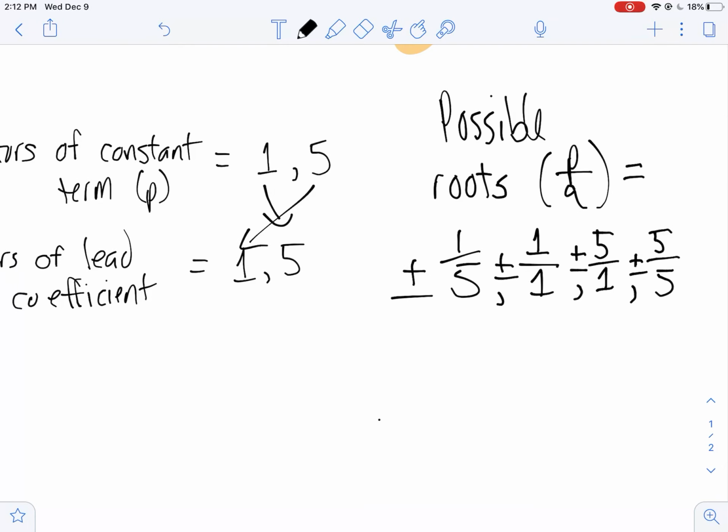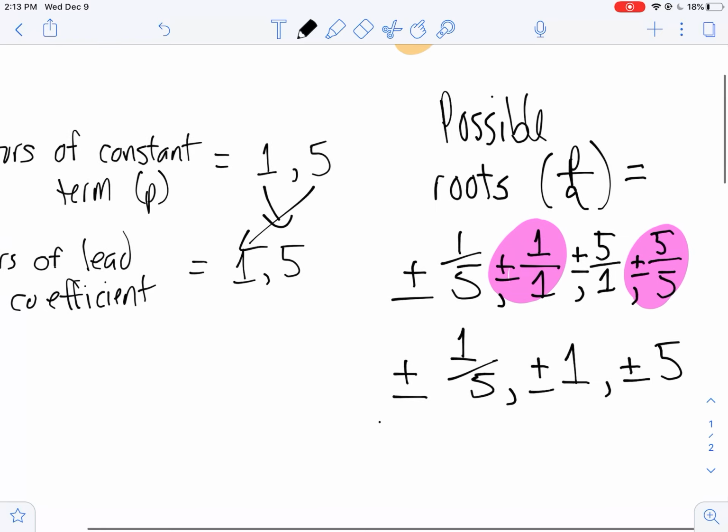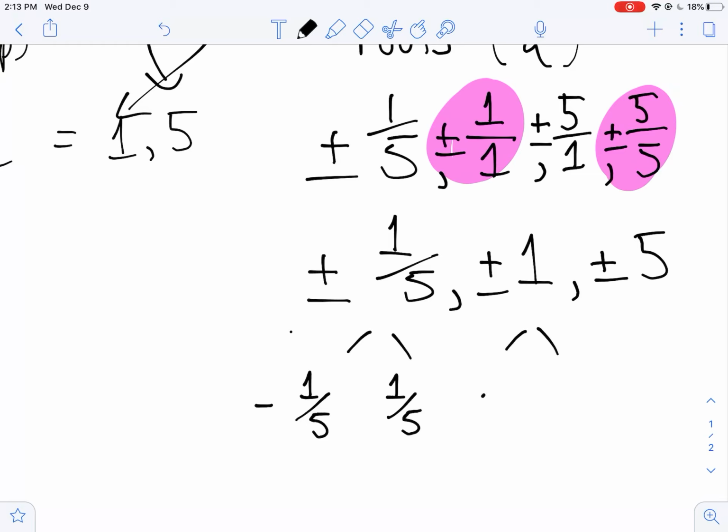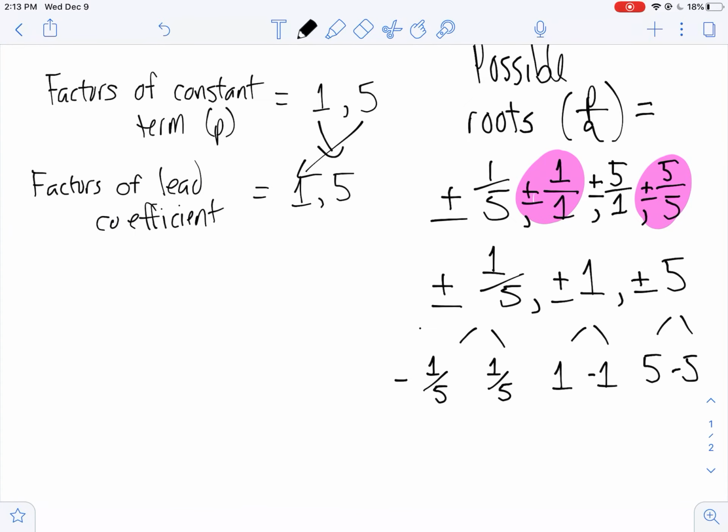If I simplify these, you'll notice that 1 repeats itself, 1 and 1. So really I have 3 possible values here, actually more than that, as you'll see. And then I have positive or negative 5. These are all my possible roots. So technically, my possible roots could be negative 1/5 and positive 1/5, positive 1 and negative 1, and positive 5 and negative 5. So I have 6 possible roots.